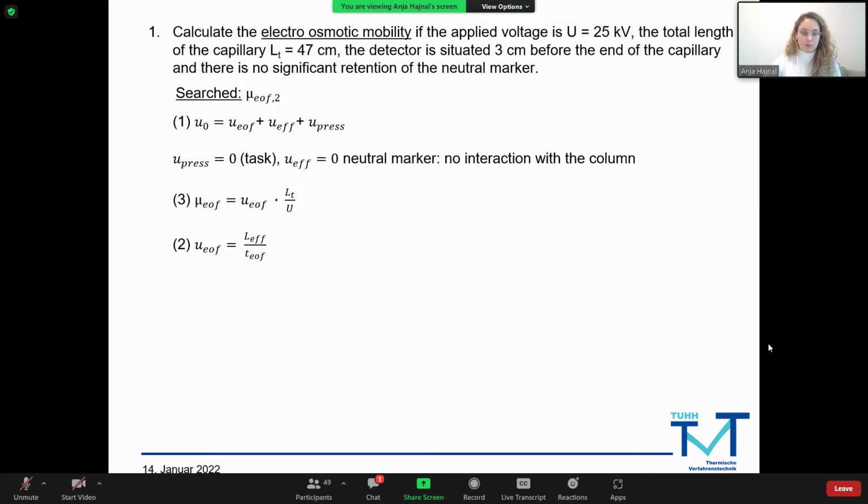Okay. Sorry. Yes. So now you can proceed, and you need to calculate the electroosmotic velocity, and then from there you can calculate the electroosmotic mobility. Try to rearrange these 3 equations, and then we see in 2 minutes what the solution is.